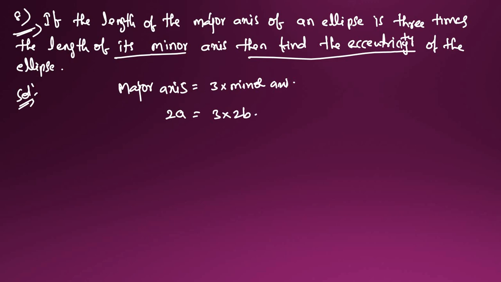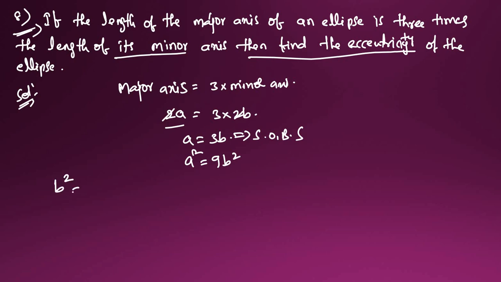And what we can say here: 2a is equal to 3 into 2b. So the 2s will get cancelled here. a is equal to 3b we will get here. He's asking us to find the eccentricity. So here we'll do squaring on both sides. It will become a square is equal to 9b square.